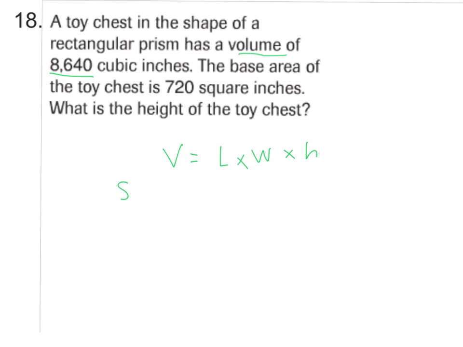Now our volume is 8,640 cubic inches. The base area is going to be my length times my width, and it tells us that that is 720 square inches. So we just have to figure out what our height is. Figure out what 720 times your height would give you your volume of 8,640. Go ahead and press pause to figure out the height of this rectangular prism.